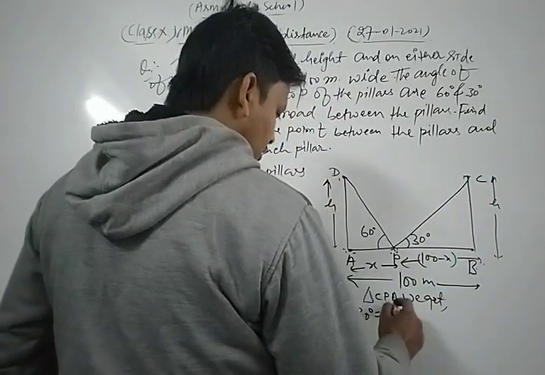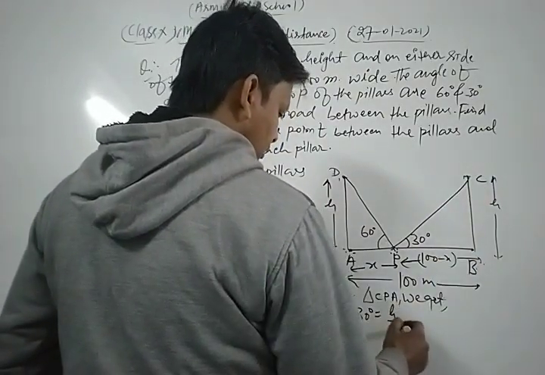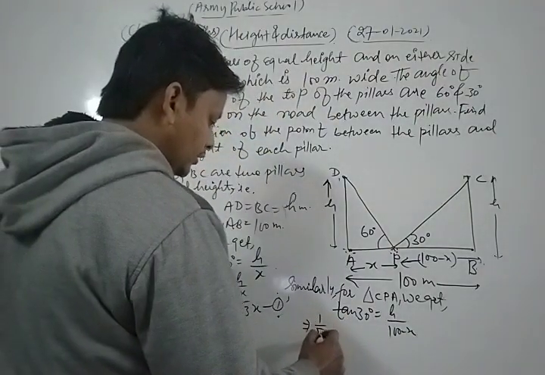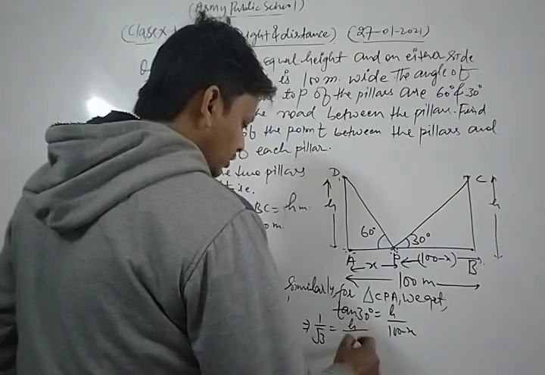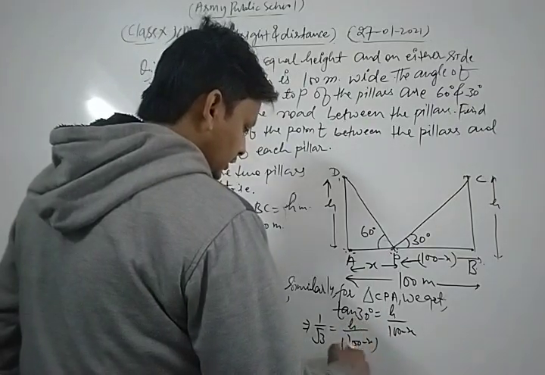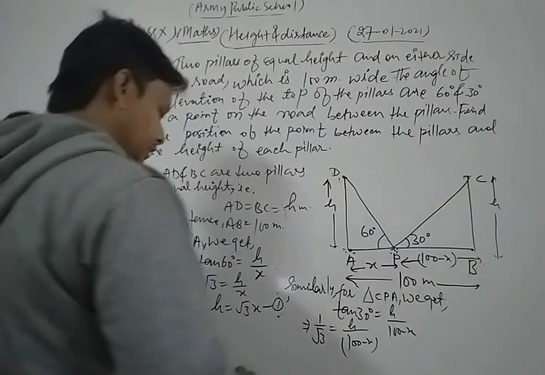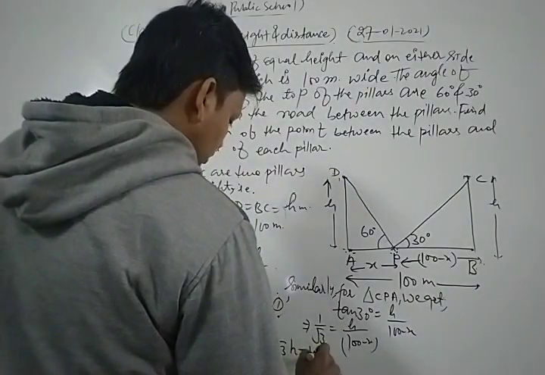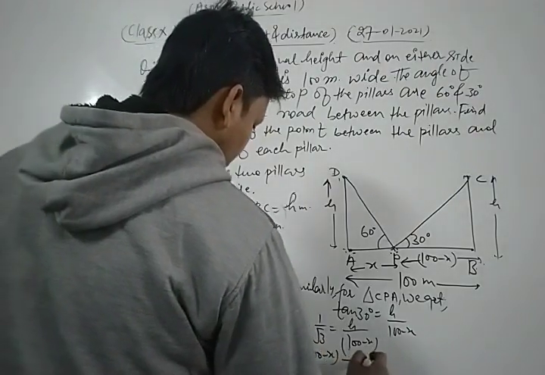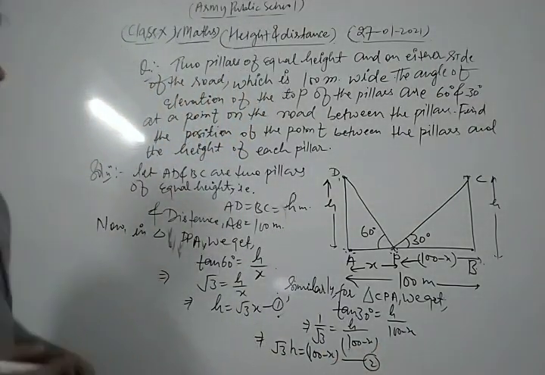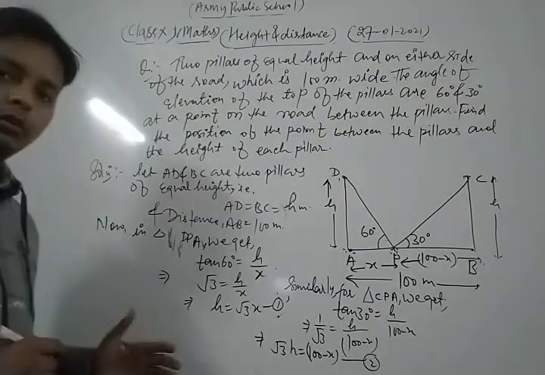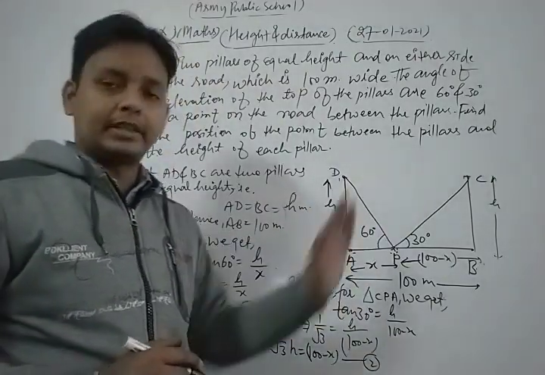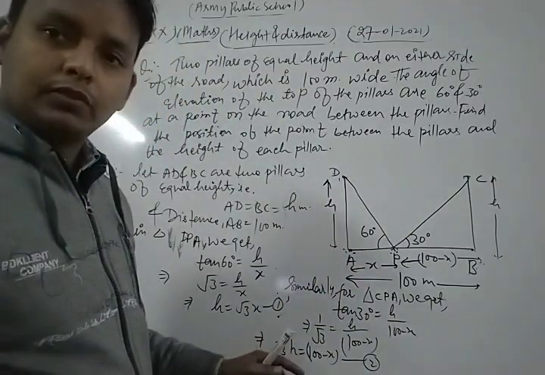Perpendicular is what? H, and base is what? 100 minus x. Now the value of tan 30 is what? 1 upon root 3 is equal to h upon 100 minus x. Okay, so h is equal to (100 minus x) upon root 3. Take equation number 2. So in this way, dear students, first of all we form two equations by the help of those triangles. Now using equation 1 and 2, let's see.